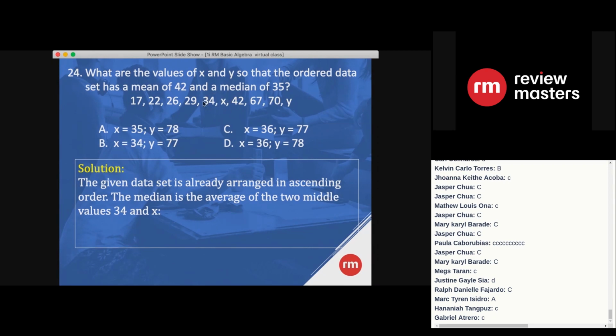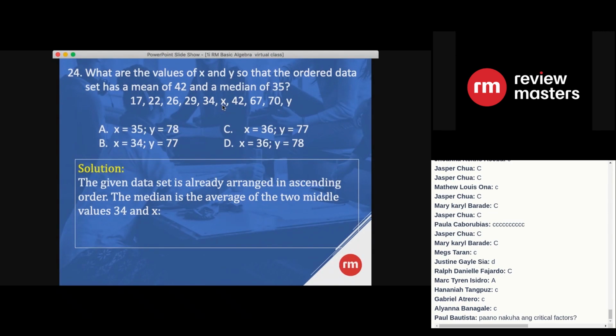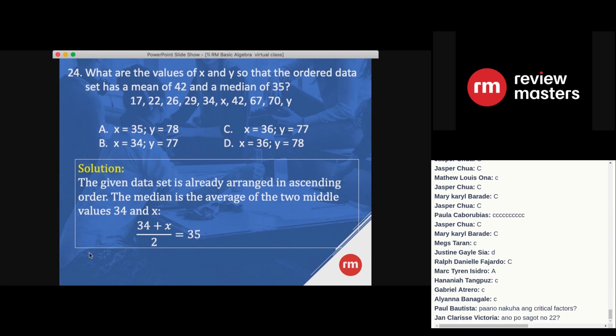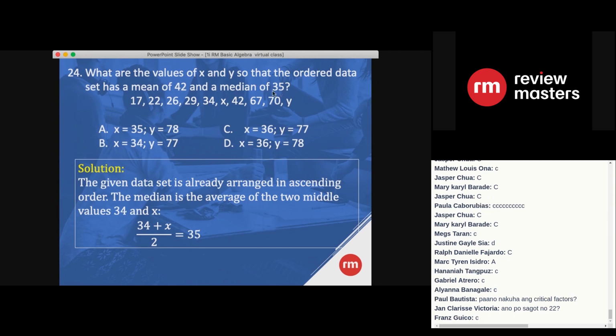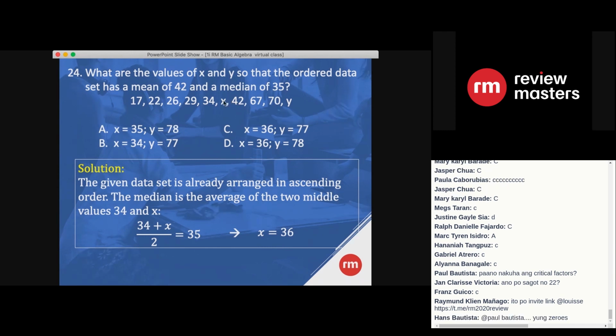Okay? So, to get the value of this, we add 34 plus x divided by 2. Okay? Is equal to 35 kasi the median daw is 35. So, 34 plus x divided by 2 is 35. So, your x there is 36. So, we know that this is 36 already.